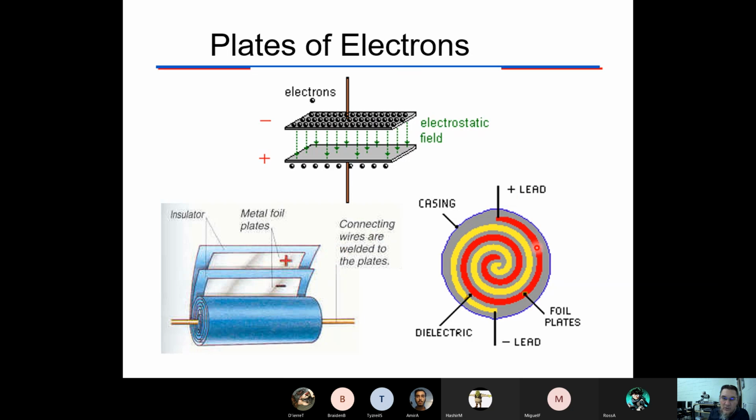So this is what it would look like if you looked at it from the front, kind of like a Swiss cake roll.